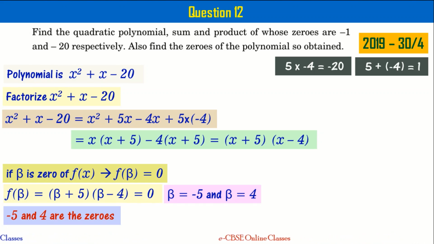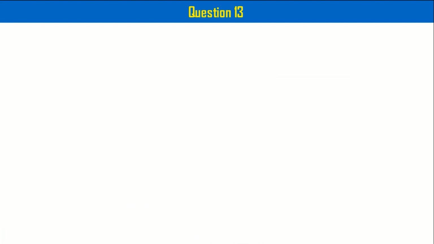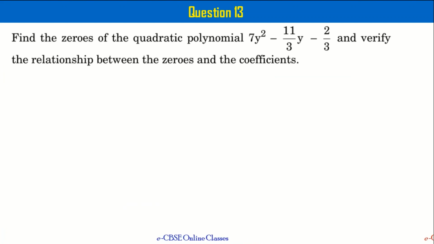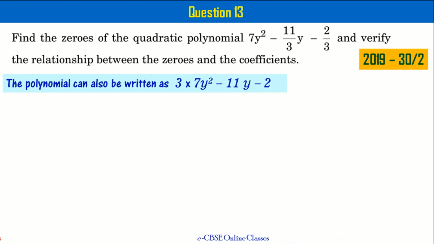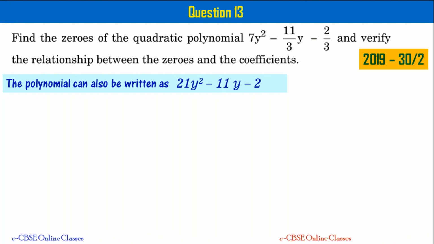Let's go to the next question, that is question number 13. Find the zeros of the quadratic polynomial 7y² - (11/3)y - 2/3. Finding zeros is already covered, but the next step we are asked to do is verify the relation between zeros and the coefficients. As you see, it is from 2019. This particular polynomial can be written as (1/3) times (21y² - 11y - 2), right? Or in other words, we can work with 21y² - 11y - 2.